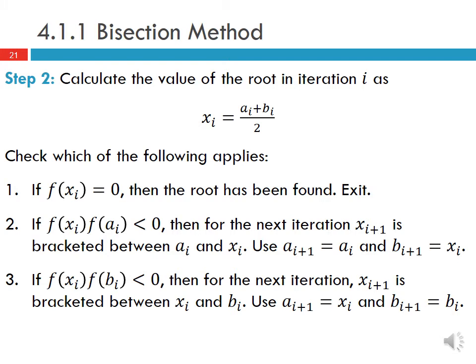Alternatively, if f(x_i) times f(b_i) is less than 0, so if we have our interval here, this is our a_i, and this is our b_i, and this is our x_i, case number 2 would mean that the root is in this side, and case number 3 means that the root is in this side. So in this case, for the next iteration, x_(i+1) is bracketed between x_i and b_i. So we're going to use a_(i+1) equal to x_i here, and b_(i+1) is still just equal to b_i. So then this would become our new interval.